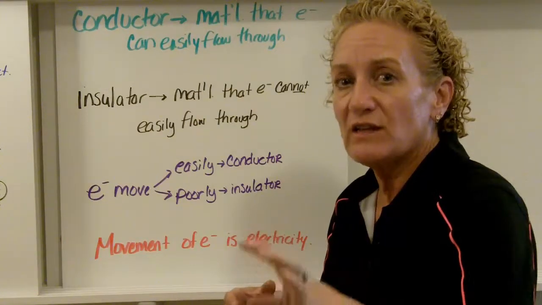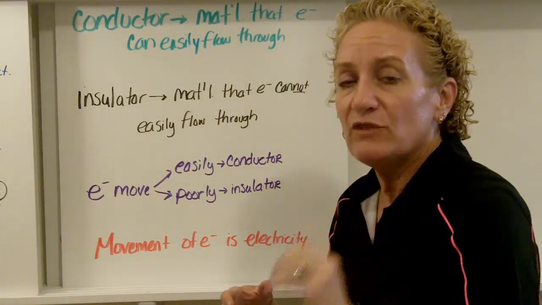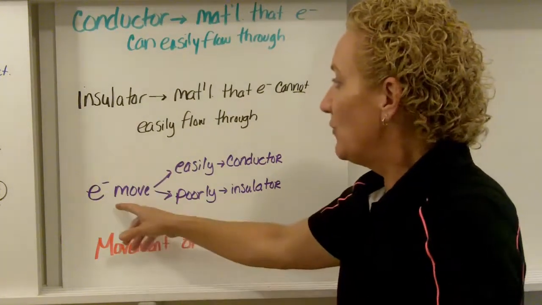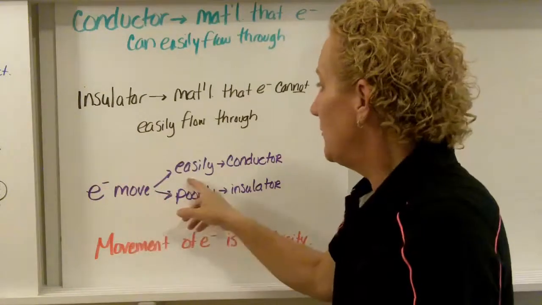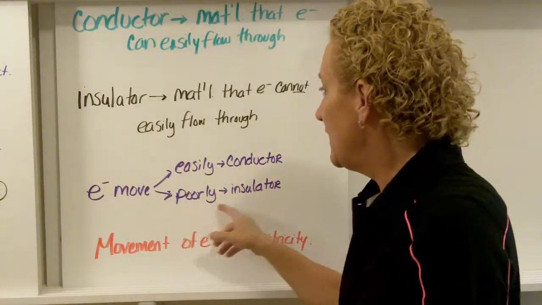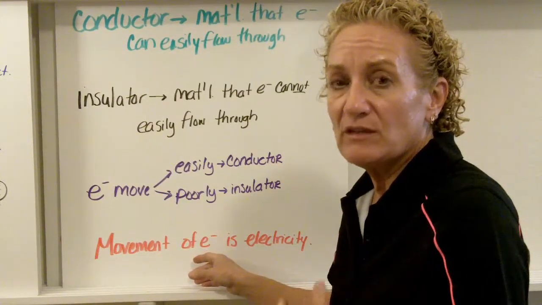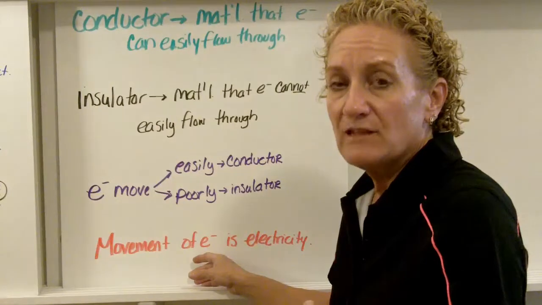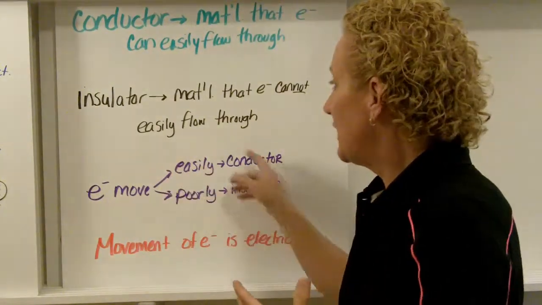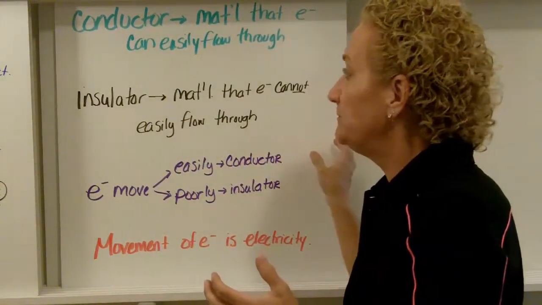Now notice I didn't say electrons can't flow through insulators. I said they can't flow through insulators easily, and that's a big difference. So when you look at an electron movement, if it moves easily, that object is a conductor, and if it moves poorly, that object is an insulator. And the movement of electrons is fundamental to electricity. So you have to have electron movement to have electricity. That's why conductors conduct electricity so much better than insulators do.